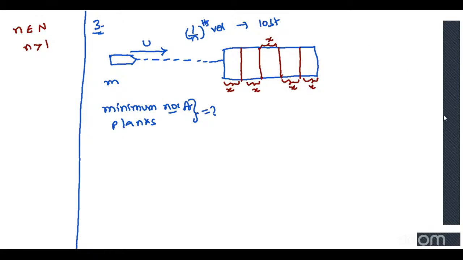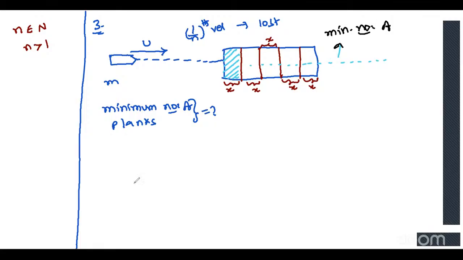Now see, I'm shading the region. Observe here. This is one plank. Like that, we'll have a number of planks. How many? We don't know. Among these, we need to find the minimum number of planks.